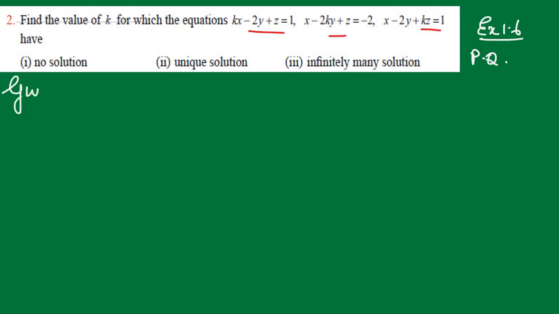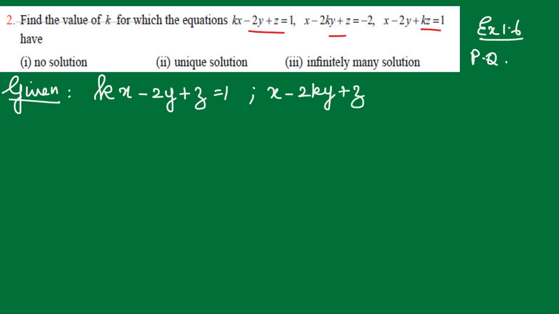We write first what are the given equations. The given equations are kx minus 2y plus z is equal to 1, x minus 2ky plus z is equal to minus 2, and the third equation is x minus 2y plus kz is equal to 1.